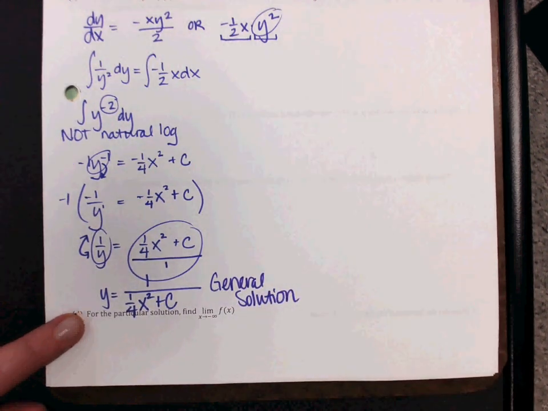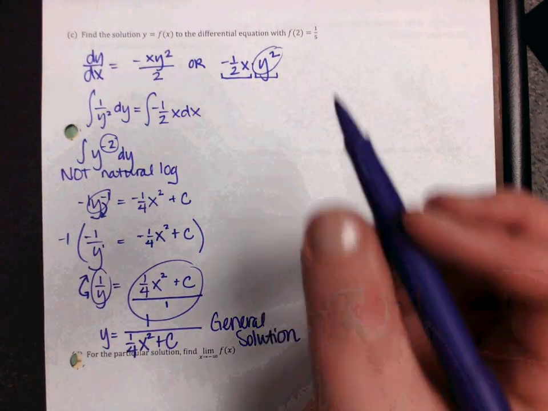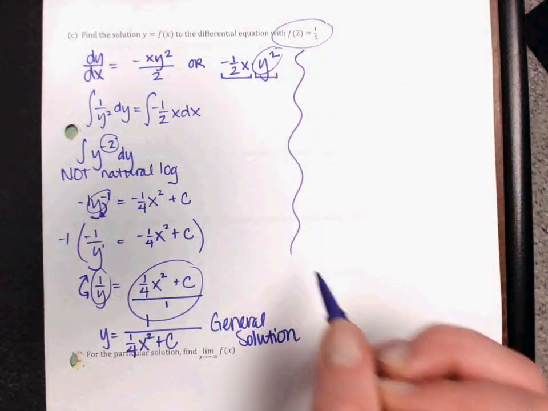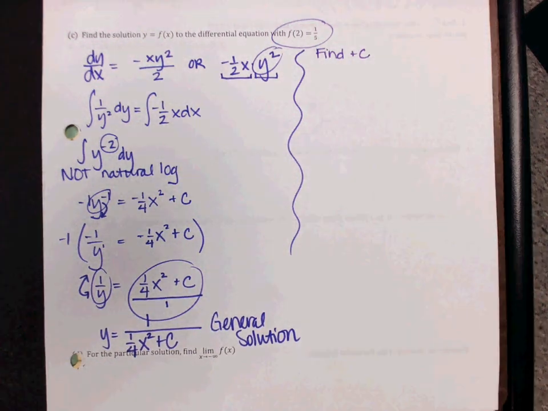Then don't forget that in your next step, you need to go back and find that plus c. It tells you up here that f of 2 is 1/5. So you would use that to find your c. And you will end up needing to do a little bit of cross multiplying on that.